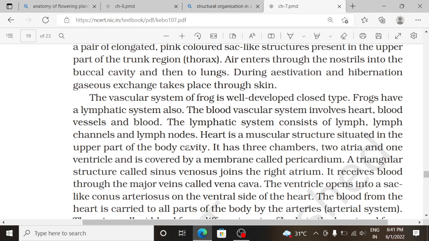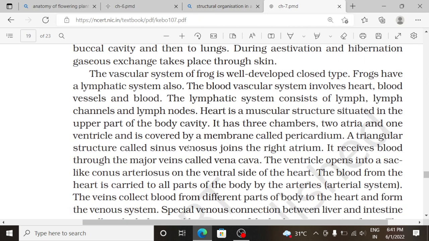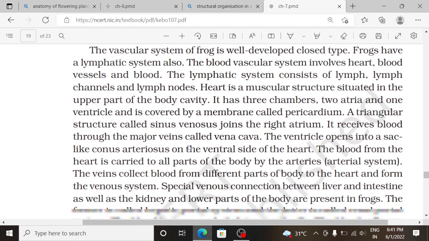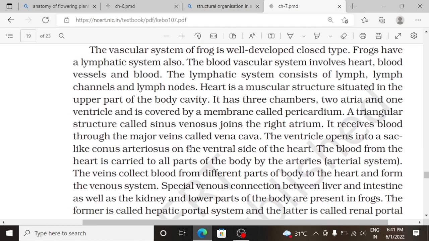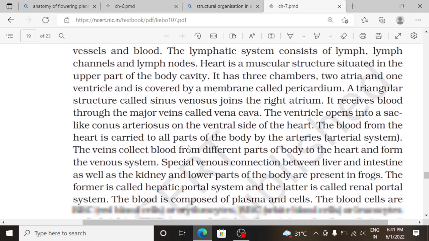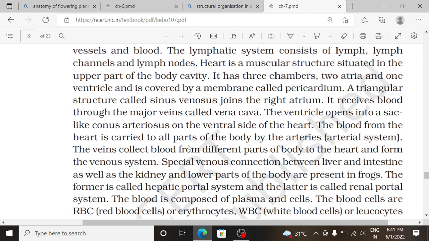The vascular system of frog is well developed, closed type. Frogs have a lymphatic system also. The blood vascular system involves heart, blood vessels and blood. The lymphatic system consists of lymph channels and lymph nodes. Heart is a muscular structure situated in the upper part of the body cavity. It has 3 chambers, 2 atria and 1 ventricle and is covered by a membrane called pericardium.